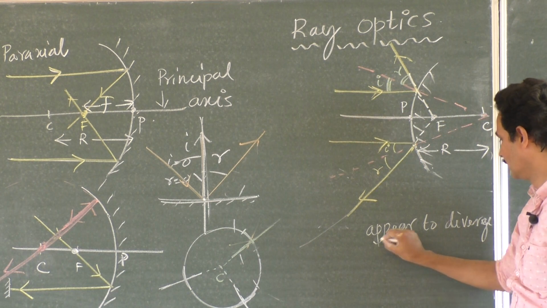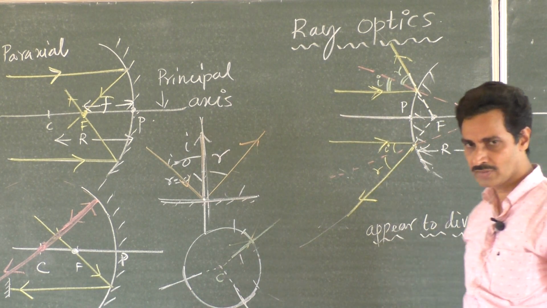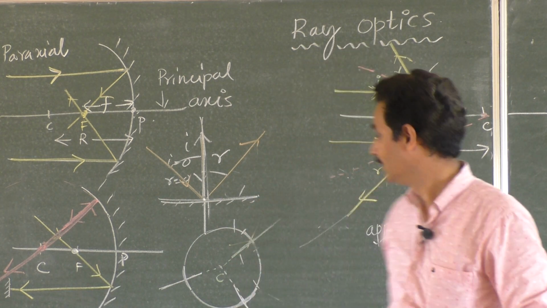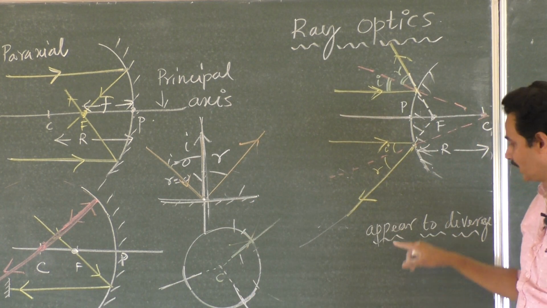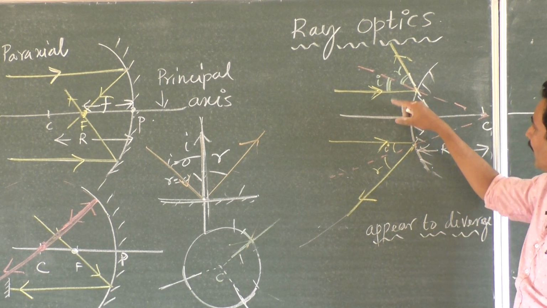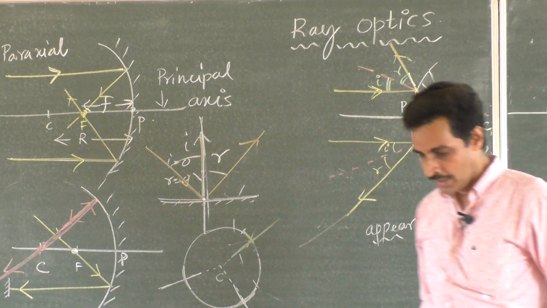So this word, you had better study it. You should have some words in your brain. You should have a small dictionary in your brain. Add these words to your dictionary so that the answers become very beautiful. So, appear to diverge from a point, and that point is called the focus.